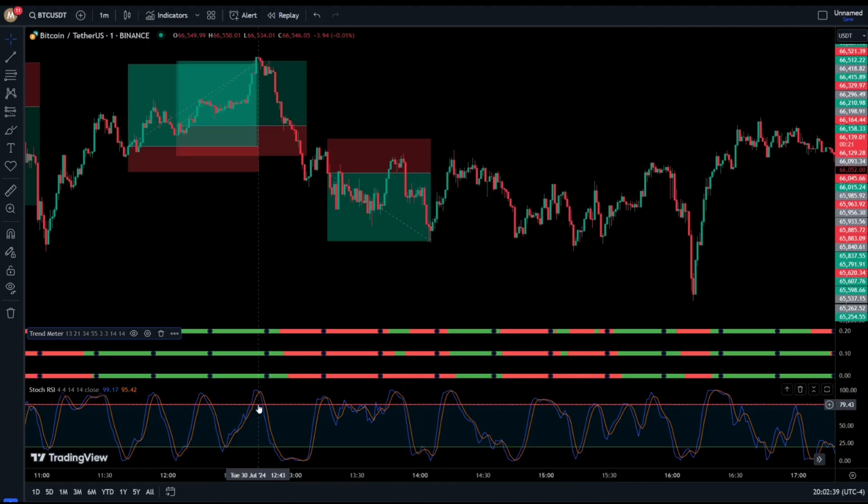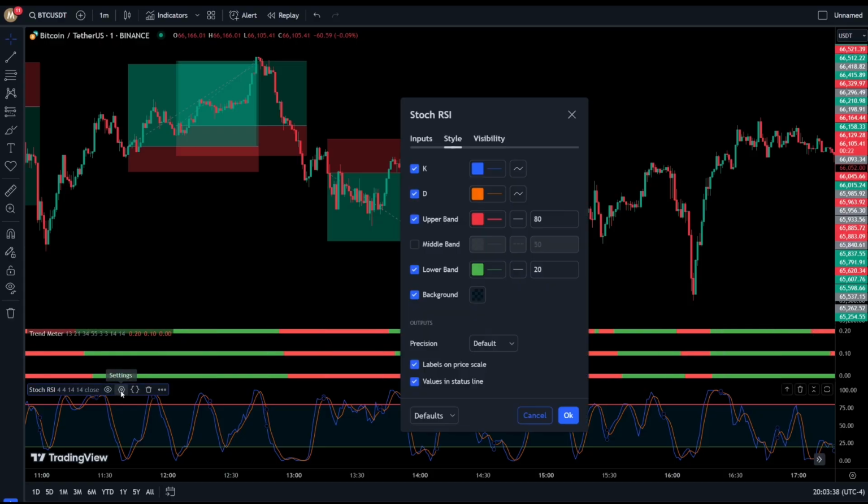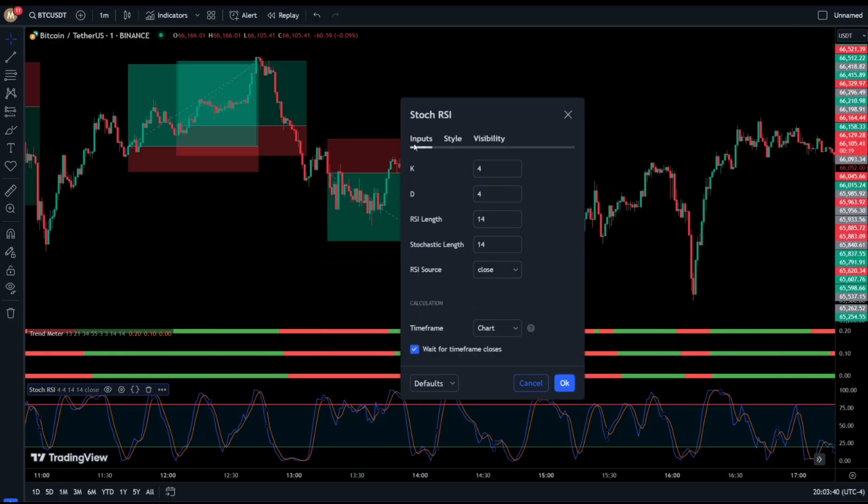Next, we got a stochastic RSI indicator. Look for it in the indicators tab and add it to the chart. Let me show you this indicator's settings as well. In the inputs tab, the K option has to be 4 and the D option has to be 4 as well.